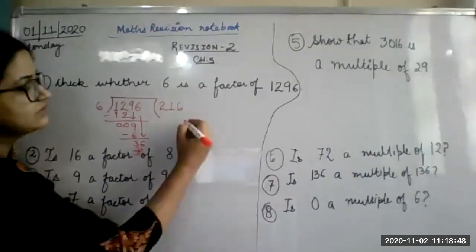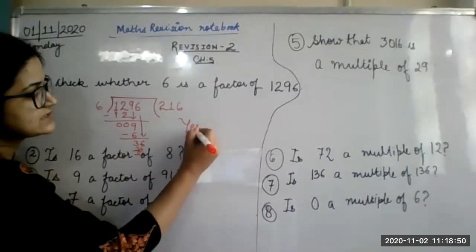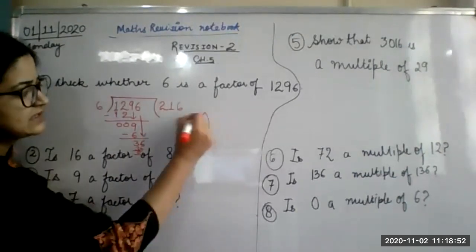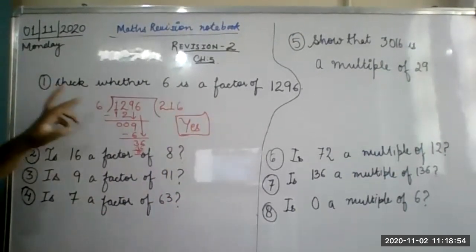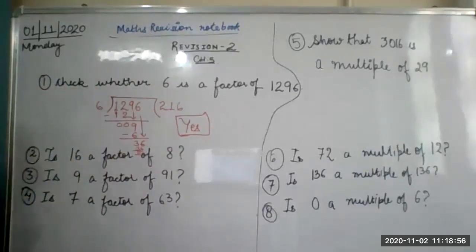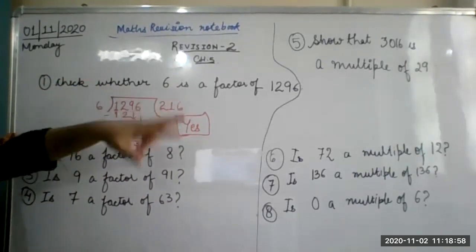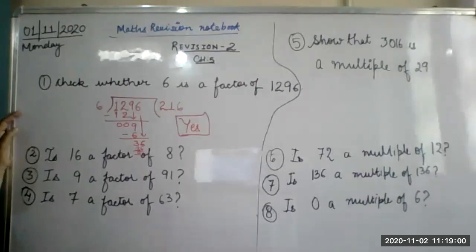If the remainder is 0, that means yes. Answer 1: yes, 6 is a factor. I did not have space, so you can write yes, 6 is a factor of 1296.